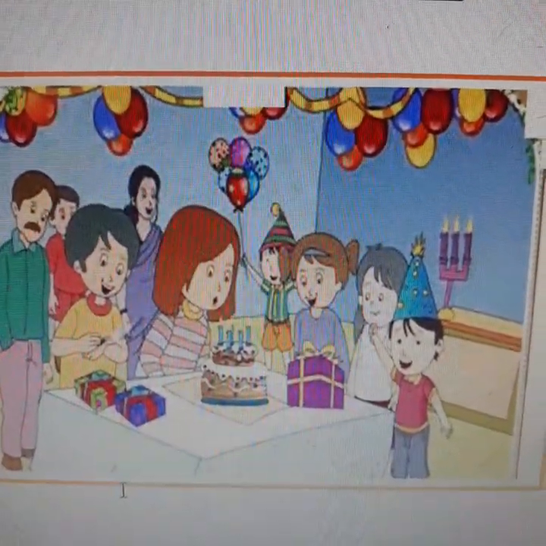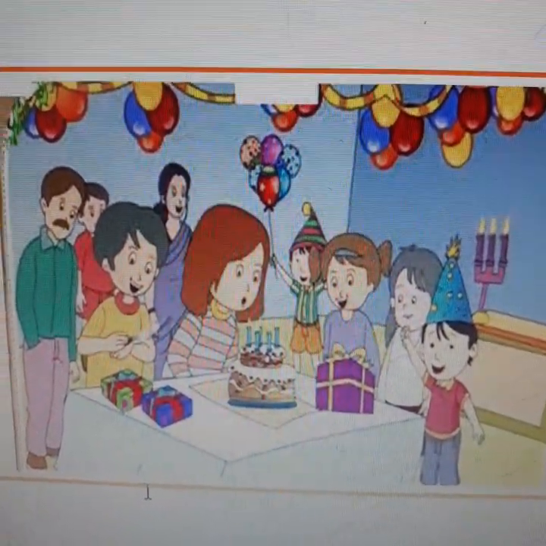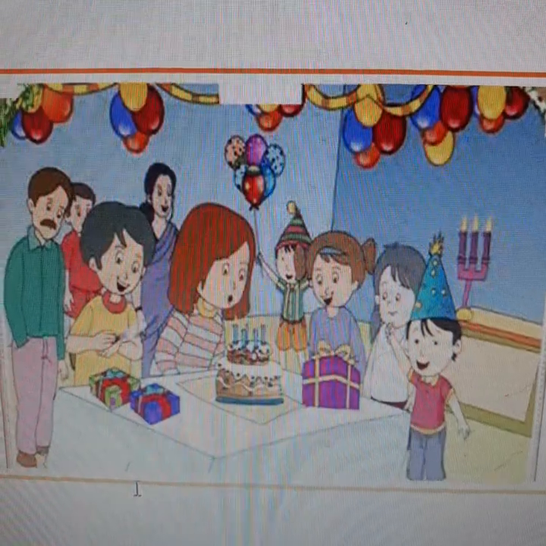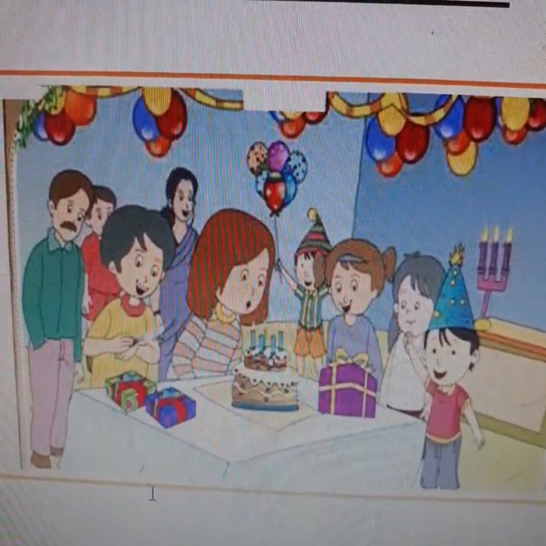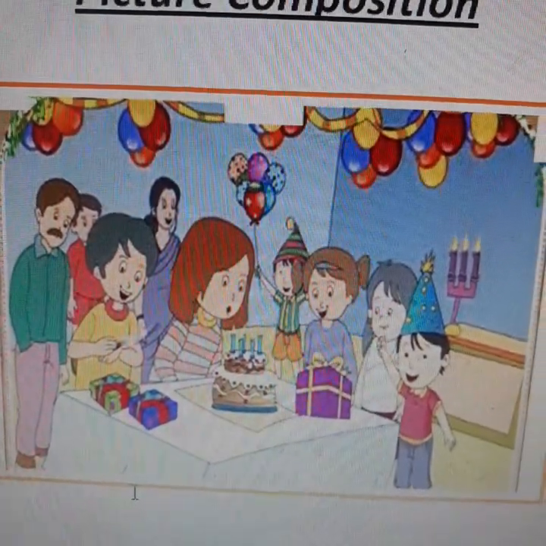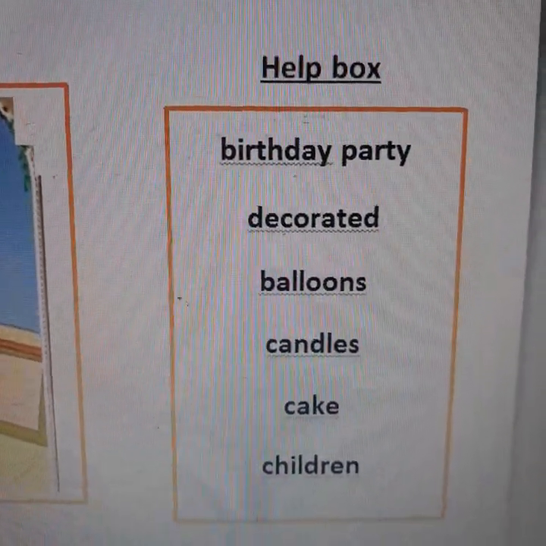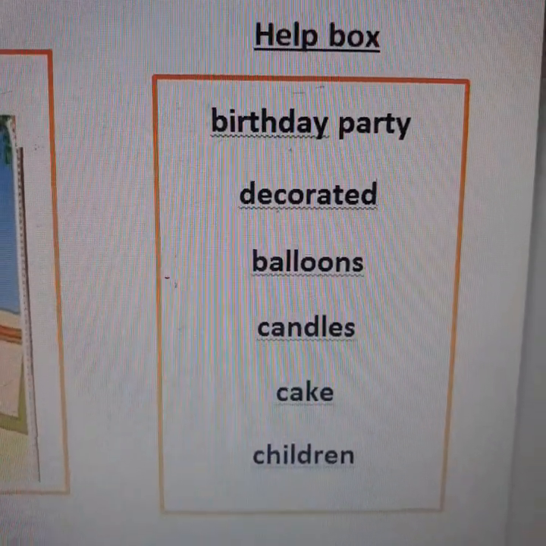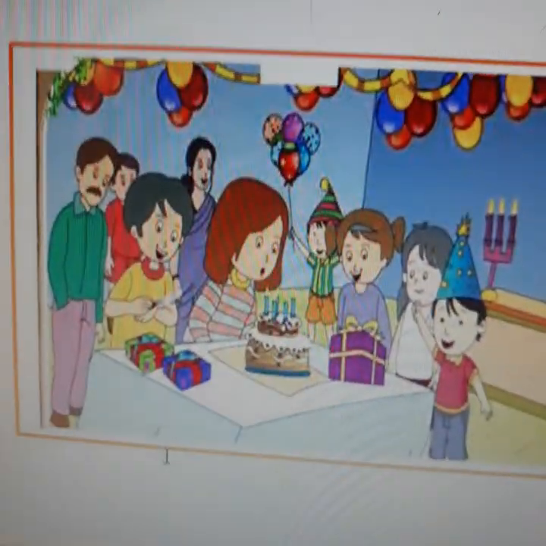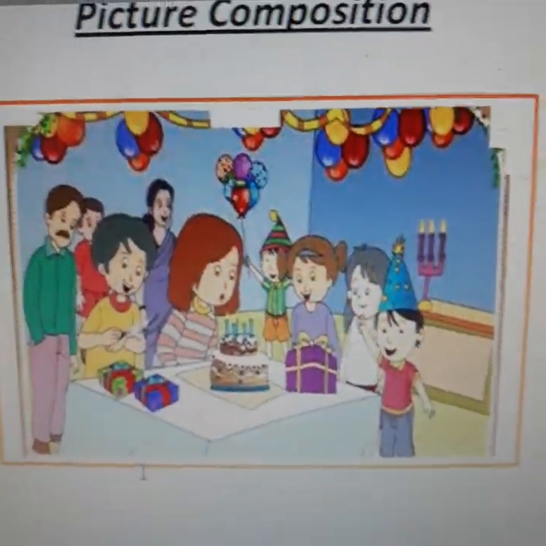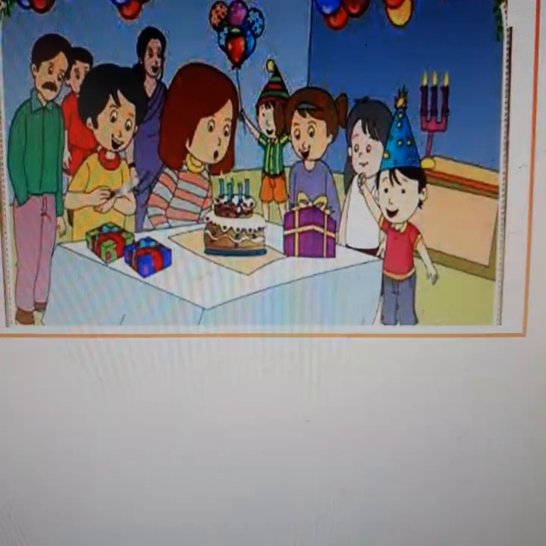You have to see the picture carefully, okay? Observe it. What all you can see in the picture: balloons, children, gifts, cake, candles, birthday caps, parents, friends. Okay, so here is the help box. Birthday party, decorated, balloons, candles, cake, children. Okay, so now you know what you all have to do. Let's start creating the sentences then.